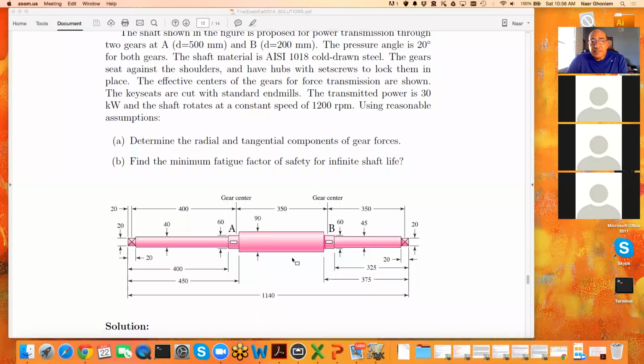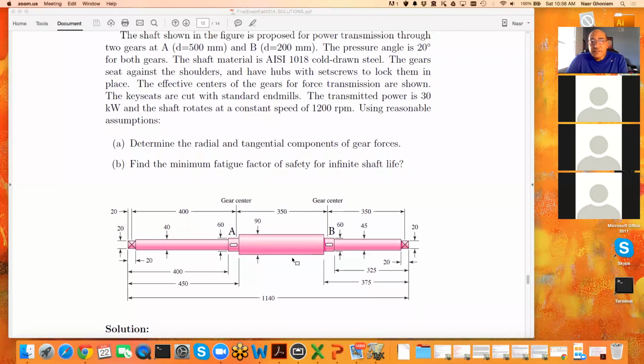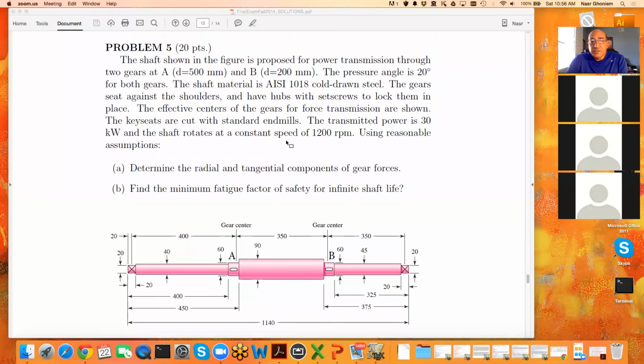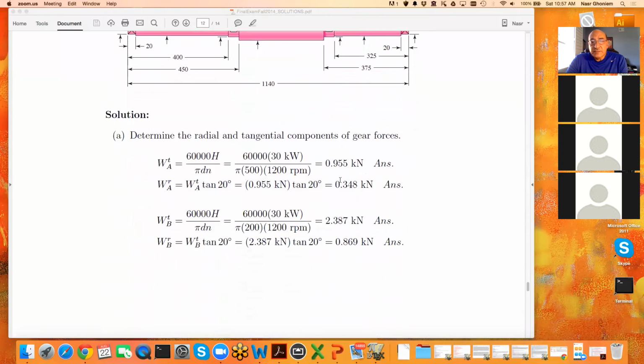And what do we need to know here? We want to know the transmitted horsepower: the transmitted power is 30 kilowatts, and the RPM. So from these two numbers, we should be able to figure out the forces and determine the moments. From the moments and the torque, we can determine the stresses, and then we can decide failure.